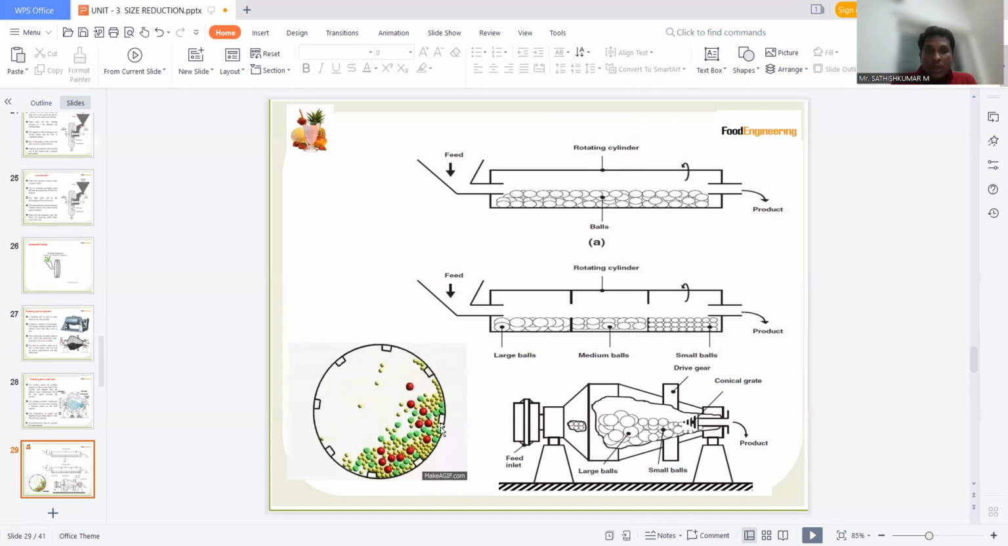The picture shows red color, the red color denotes balls. The green and yellow color denotes different sizes and different types of particles. This structure will be rotating continuously. Due to the rotating process, the red balls impact the solid materials. The solid materials are divided into different sizes of solid particles. Okay, this is the main process of ball mills, or tumbling mills.